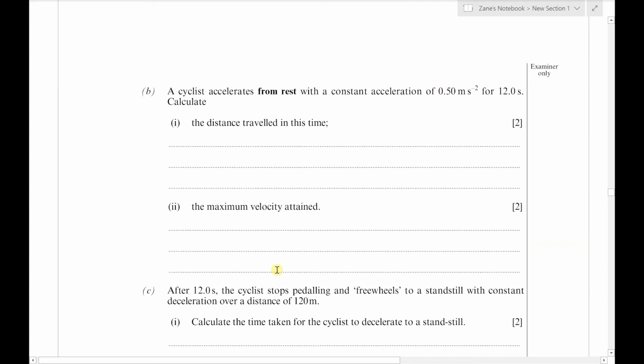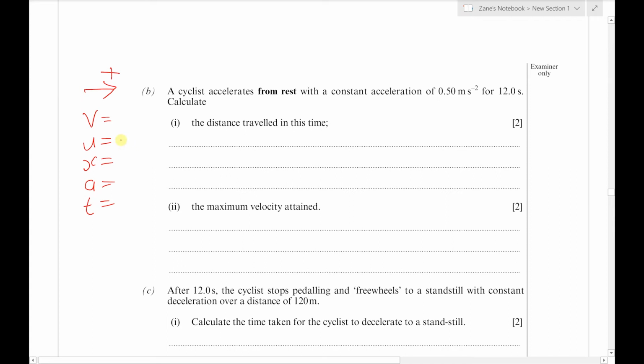Next we're given some information about a cyclist who accelerates from rest with a constant acceleration of 0.5 meters per second squared for 12 seconds. And we've got to calculate the distance travelled in this time. Now I'd like my students to think carefully about what motion they're looking at, and here is obviously the motion from the start. And always to choose a direction to be positive. Well, there's only one direction that the cyclist is moving, which is forwards. And then I'd like them to write down the 5 letters that we use to represent quantities in the equations of motion. Fill in what they know.